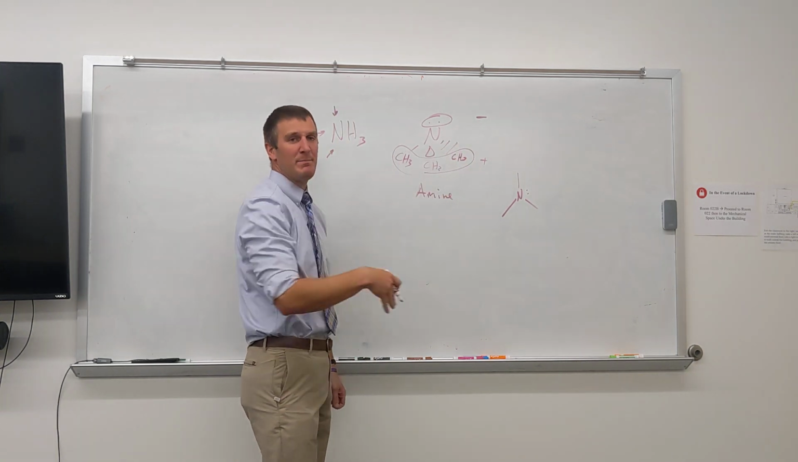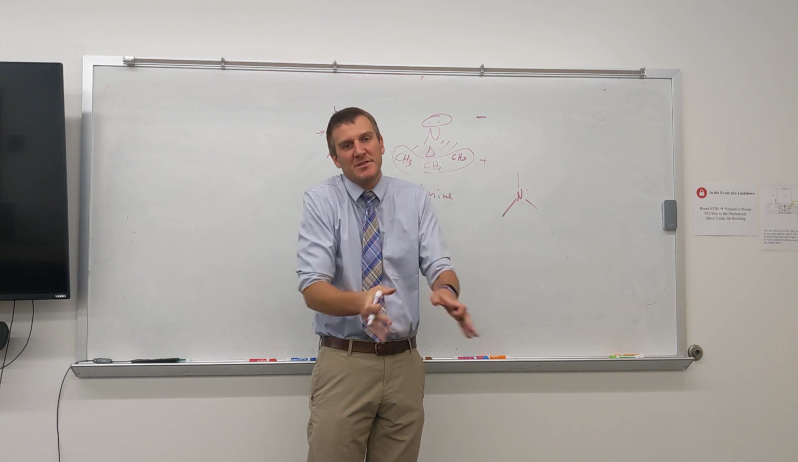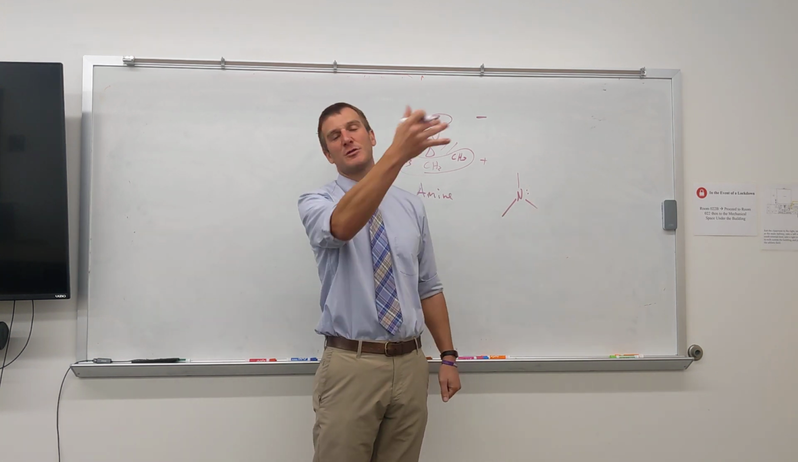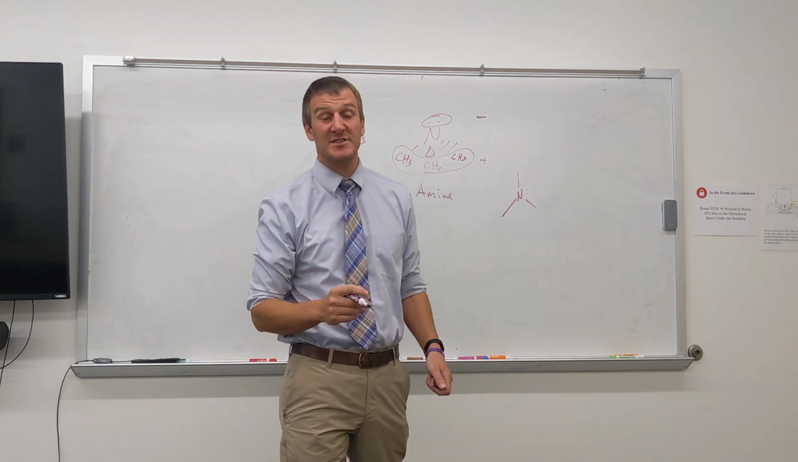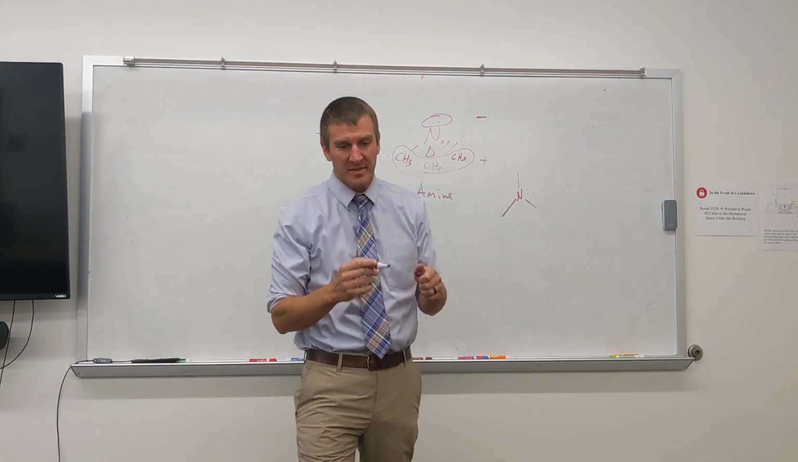And it would still be pyramidal, and it would still be polar. But with those carbons comes fluff. With that fluff comes shrubbiness. With that shrubbiness comes steric hindrance. And the nitrogen is now less able to be interacted with.